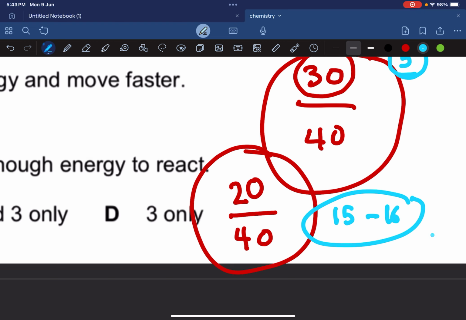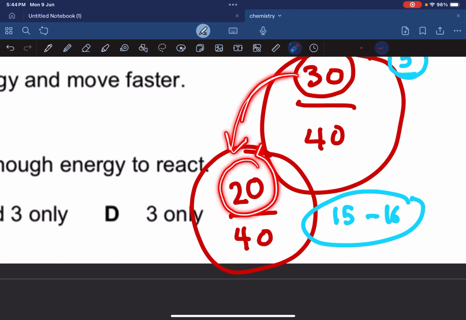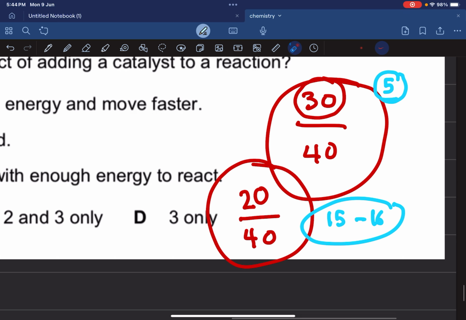Did it increase the marks of the students? No. A catalyst did not increase the marks of the students. It did not increase the kinetic energy of the particles. What it did was lower the activation energy, okay? It lowered the passing marks. I hope you get this concept, okay? This is a very easy way to explain the working of a catalyst.